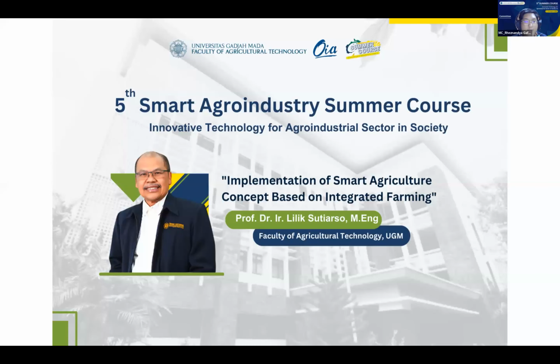This first topic session is about the implementation of the smart agriculture concept based on integrated farming, which will be delivered by our speaker, Professor Dr. Engineering Lilik Sutiarso, Master of Engineering from the Faculty of Agricultural Technology, Universitas Gadjah Mada. Also, this session will be led by our moderator, a lecturer from the Department of Agriculture and Biosystem Engineering, Dr. Priska Rinda Lestari, Bachelor of Engineering, IPM.